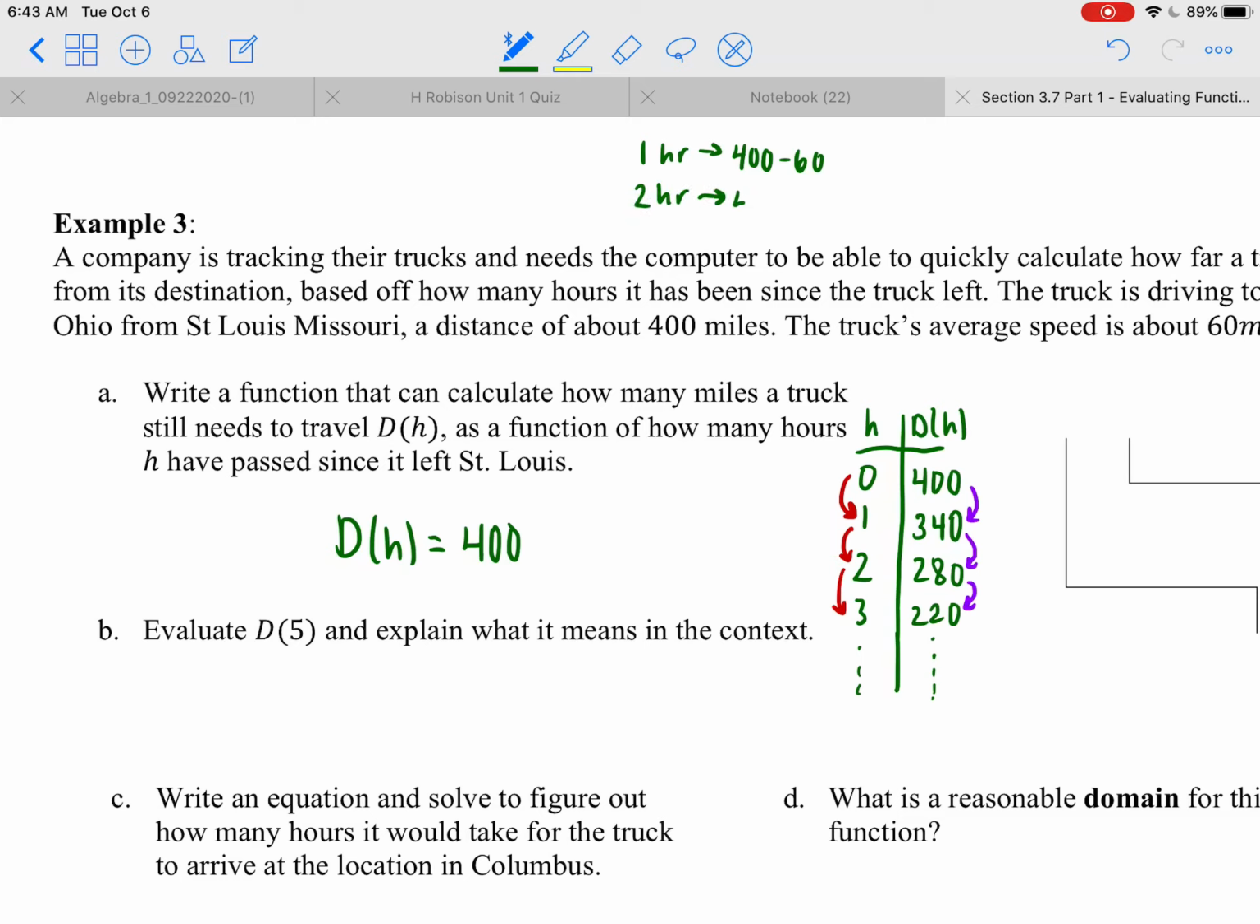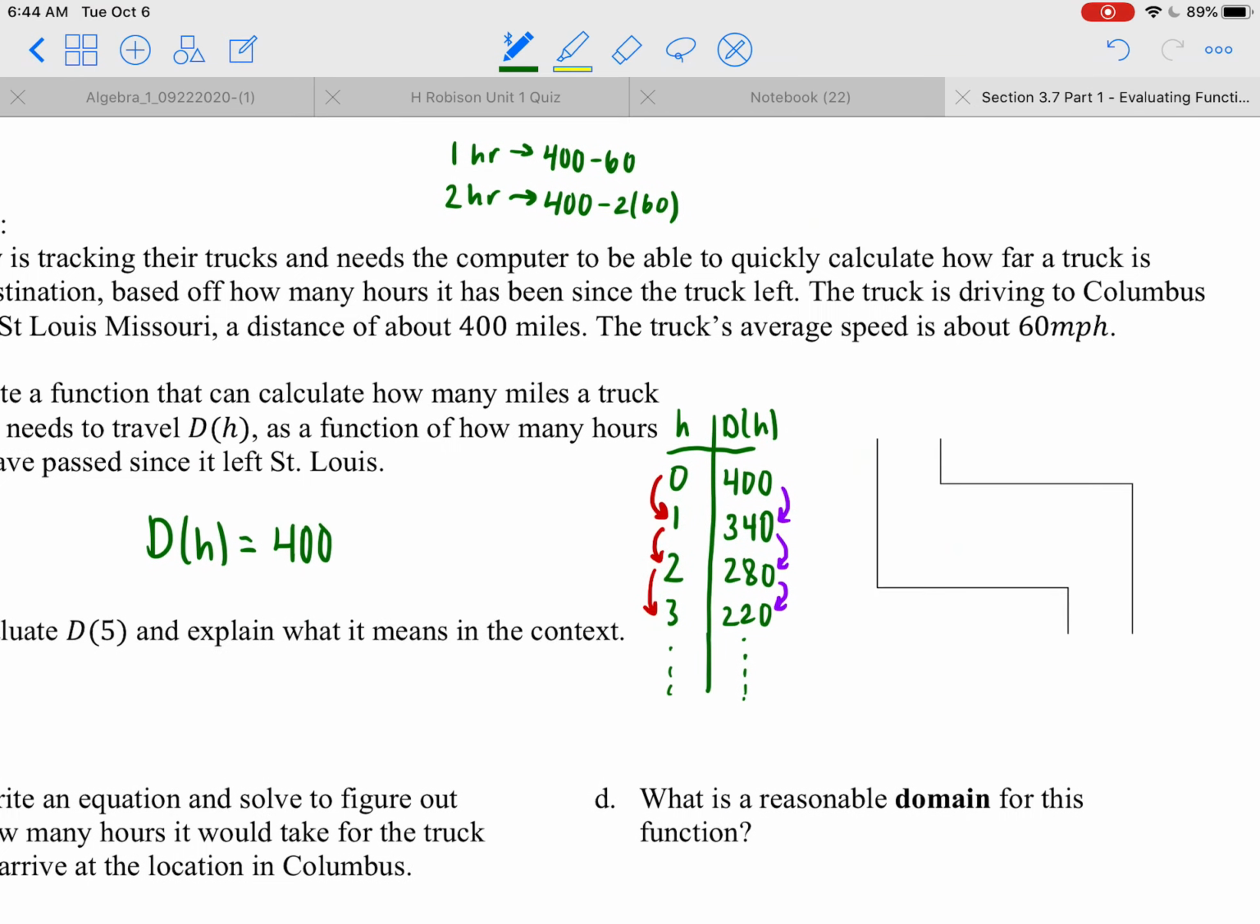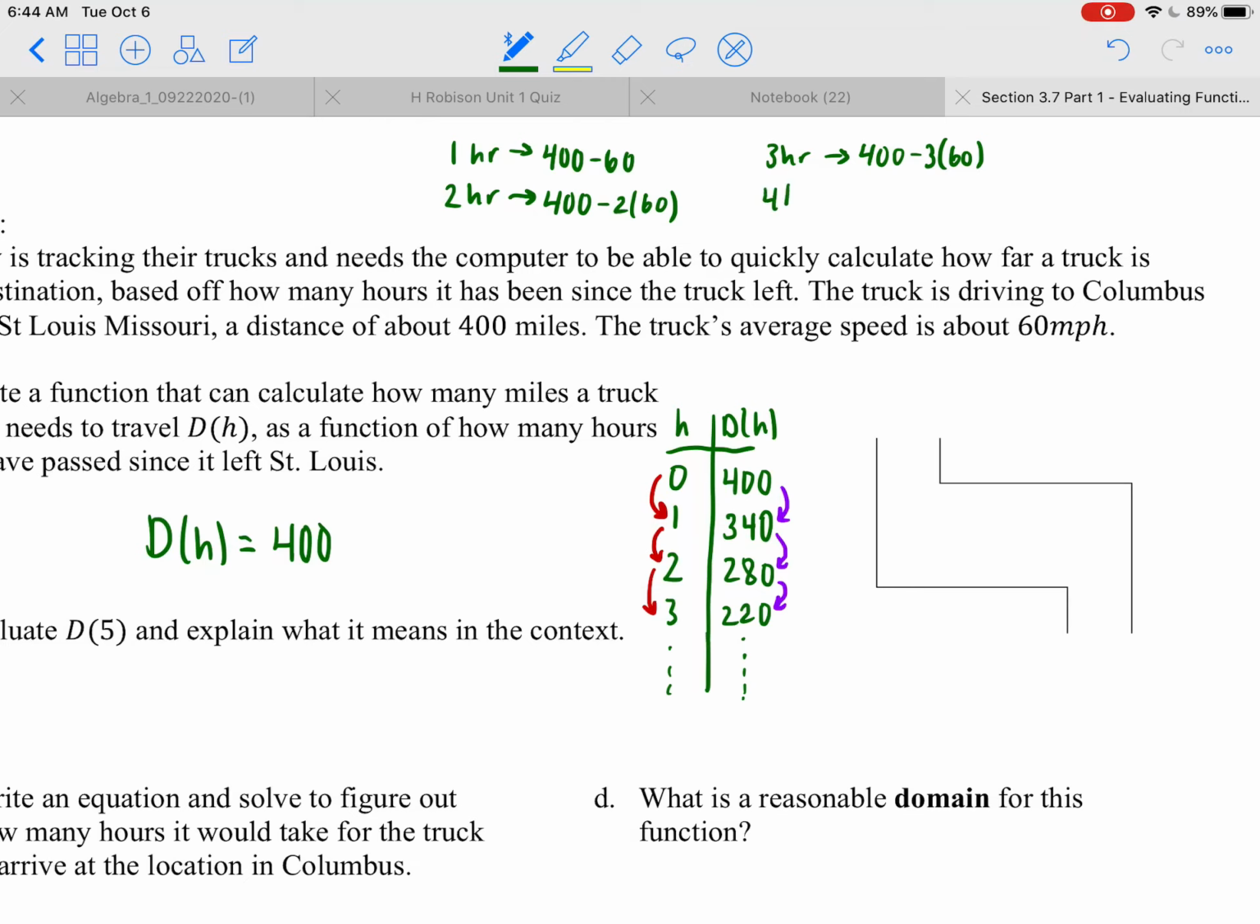What if we have driven for 2 hours? It'd be 400 minus 2 times 60. What if we had driven for 3 hours? It would be 400 minus 3 times 60. What if we had driven for 4 hours?